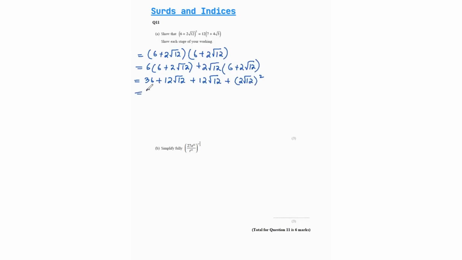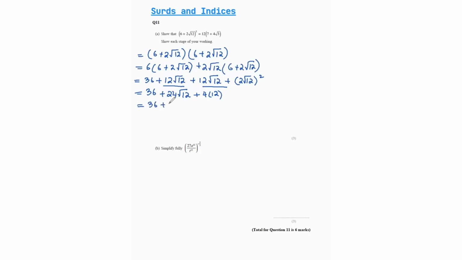So what we do is we collect the like terms first. These two are like terms because both have the same number inside the surd. So we can add them up, which gives us 24 root 12. And when we square this, we square the 2 outside and we square the root. So 2 squared is 4 and square of root 12 is 12.